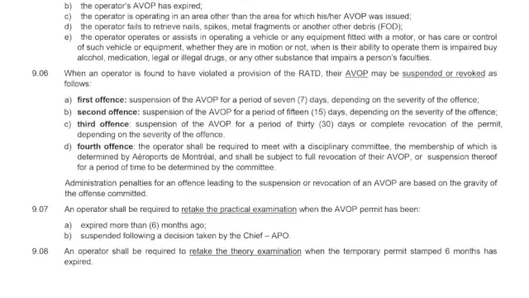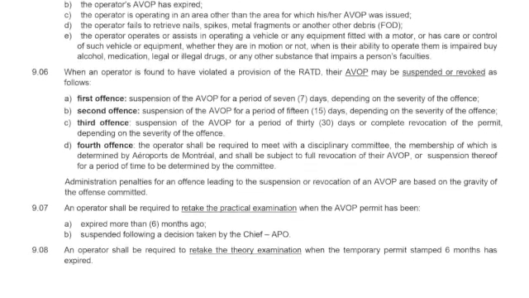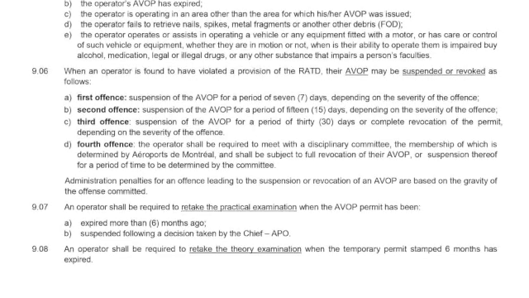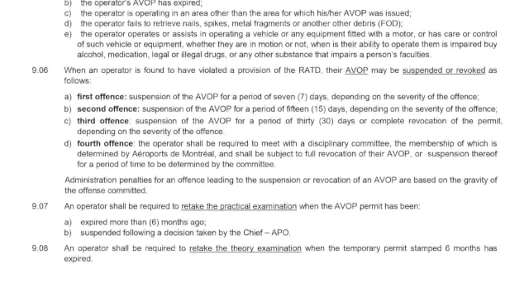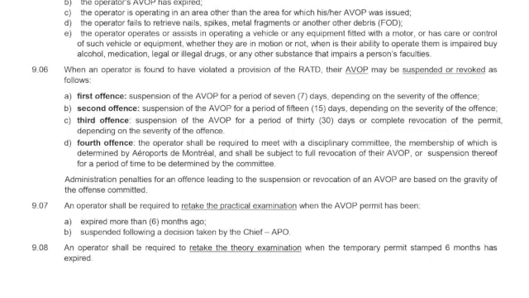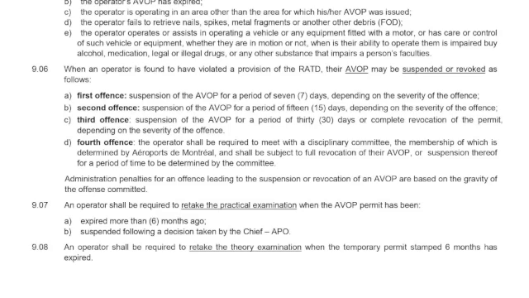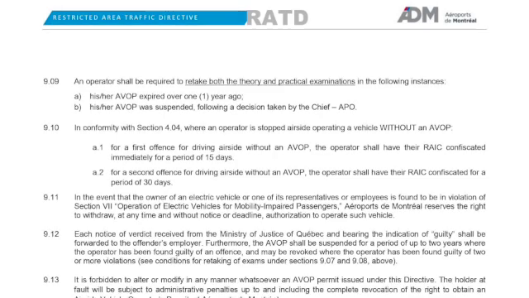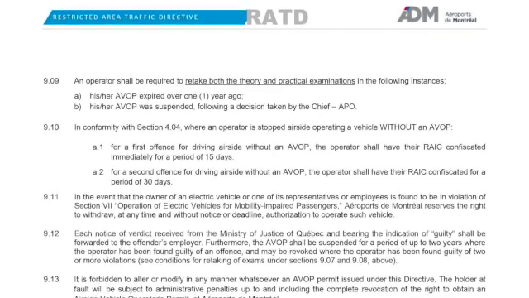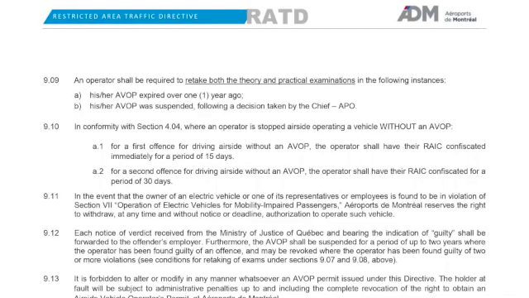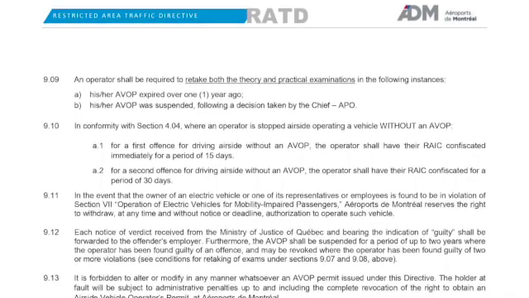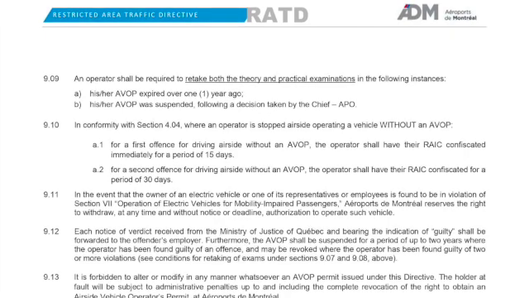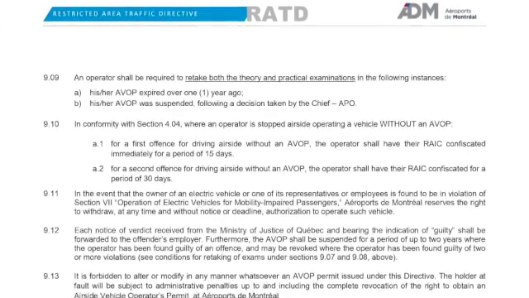07. An operator shall be required to retake the practical examination when the AVOP permit has been a. Expired more than 6 months ago. b. Suspended following a decision taken by the Chief, APO. 08. An operator shall be required to retake the theory examination when the temporary permit stamp 6 months has expired. 09. An operator shall be required to retake both the theory and practical examinations in the following instances: a. His/her AVOP expired over 1 year ago. b. His/her AVOP was suspended, following a decision taken by the Chief, APO.